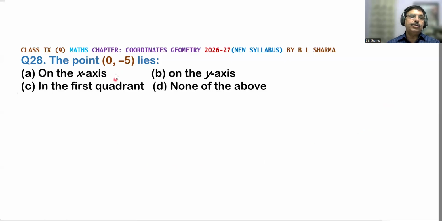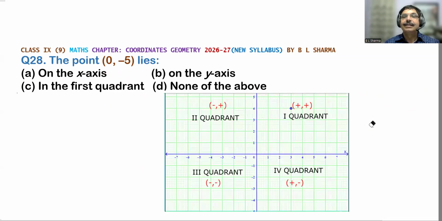The point having x coordinate 0 and y coordinate -5 lies on the x-axis, y-axis, first quadrant, or none of these. See, the x coordinate is 0 on the y-axis. The value of the x coordinate is 0 on the y-axis. So x is equal to 0 lies on this y-axis. On the y-axis, the value of x, meaning the x coordinate, is always 0. So what is the correct answer?